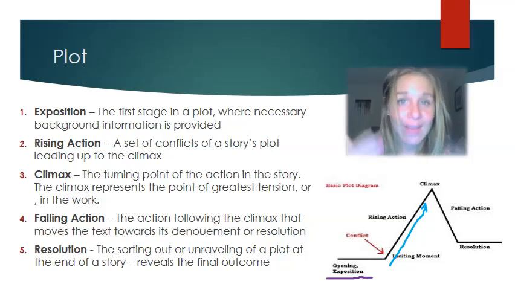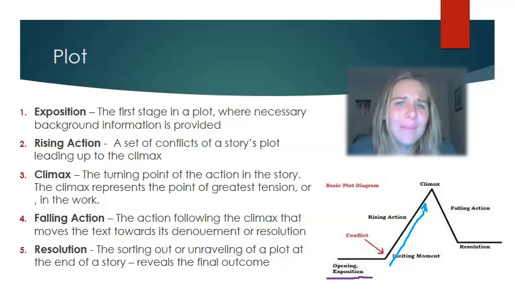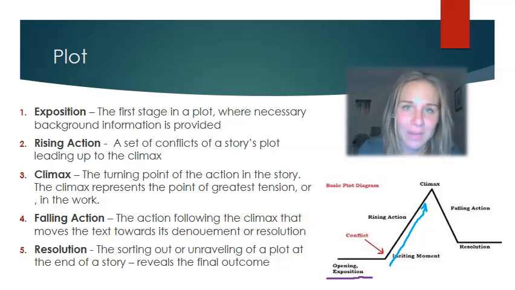Next, we have the climax. What is the climax? Well, the climax is the turning point of the action in the story. The climax represents the point of greatest tension in the work. The climax is the turning point. It's where things start to change for the main character. Generally, you can also connect this to the point of the greatest excitement, the holding on to our seats. What is going to be the final reveal for this? So the climax generally, though, is going to be referring to the turning point. It's where things change for the main character.